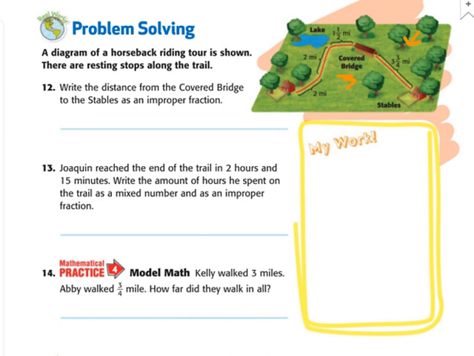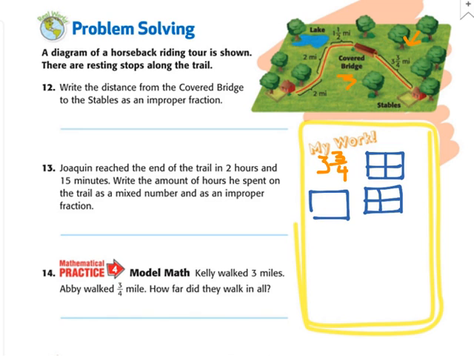So the distance is 3 3/4, correct? 3 3/4. That is a mixed number. I need to write that as a fraction. Well, the easiest thing to do is going to be to draw your model. I know I'm going to have fourths because my denominator tells me there are 4 units in each one. I know I need at least 4 because I have 3 wholes and then I've got 3 out of my 4th one. So I'm going to go ahead and make that.